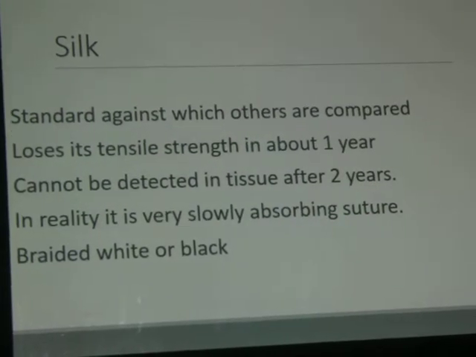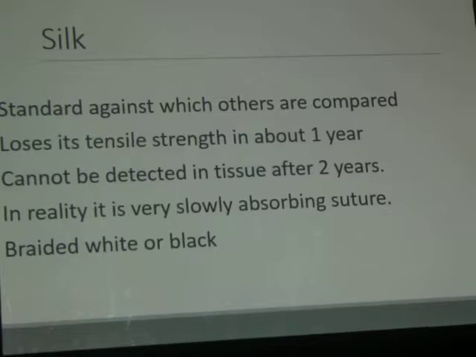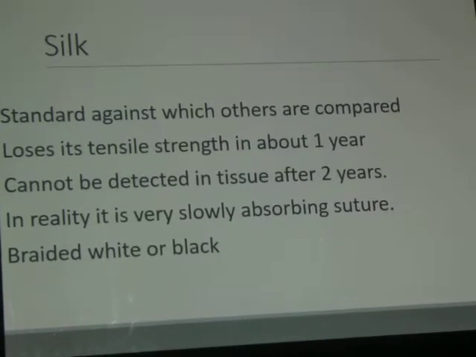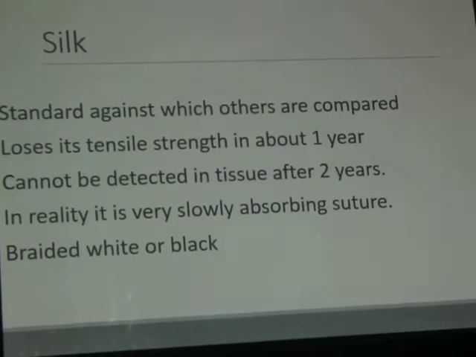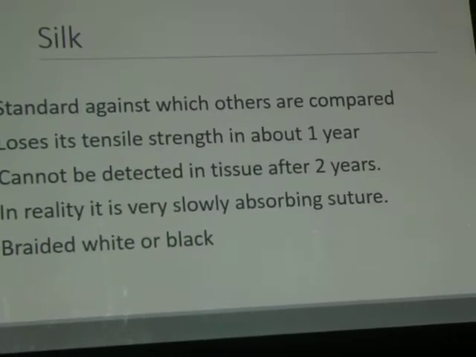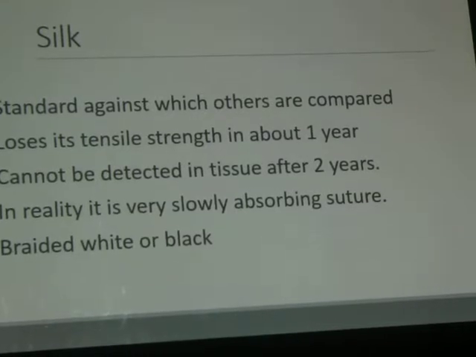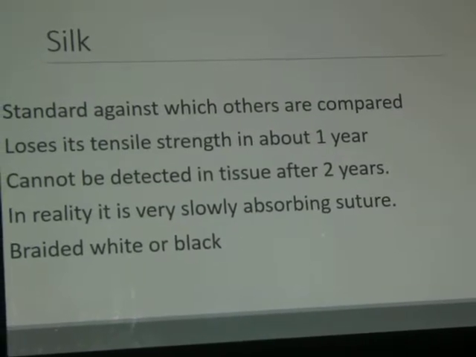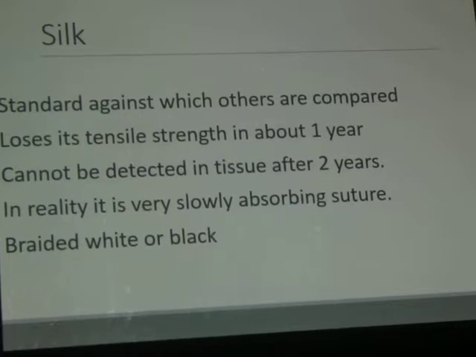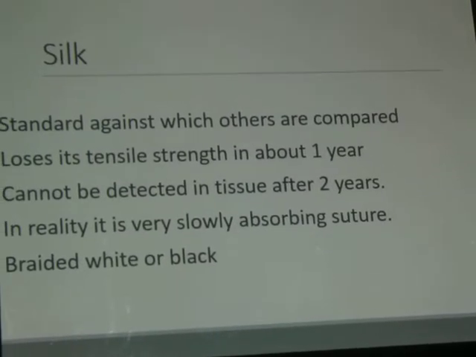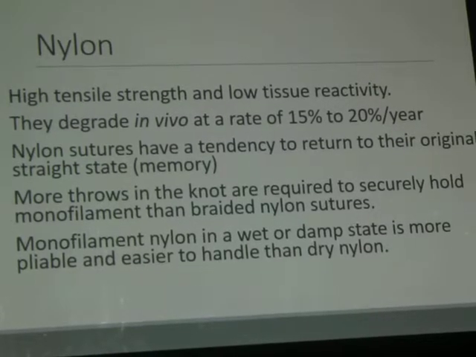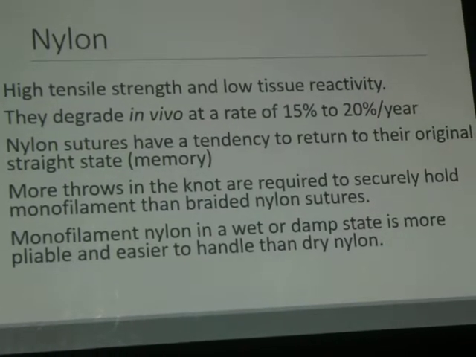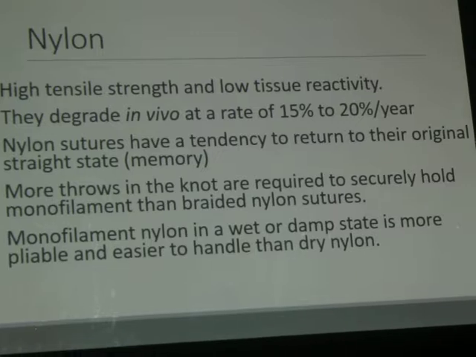Silk, this is the gold standard, but it is not forever. After 1 year, it loses its tensile strength. But if the tissue did not heal within 1 year, it's over. There is something basically defective. It is usually braided. It is white or black depending on the use you are going to do.